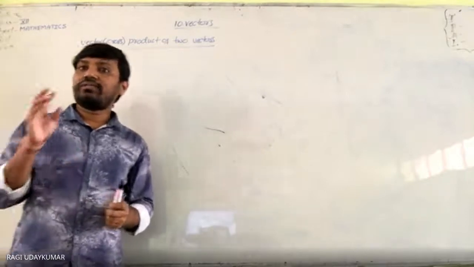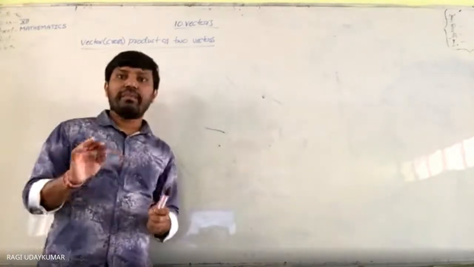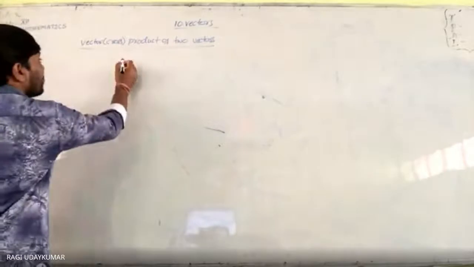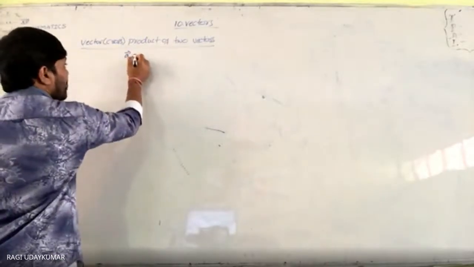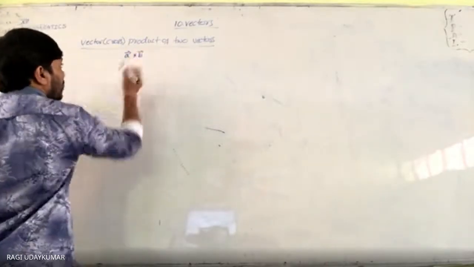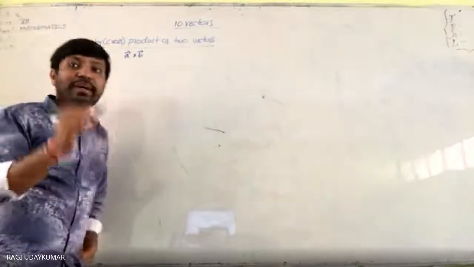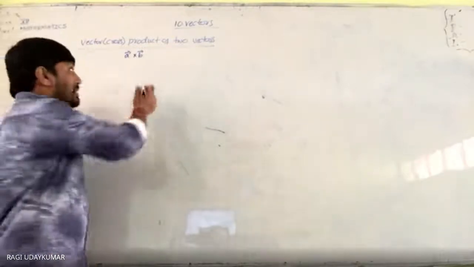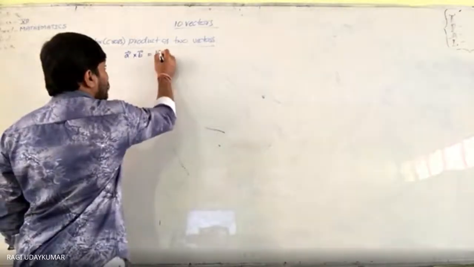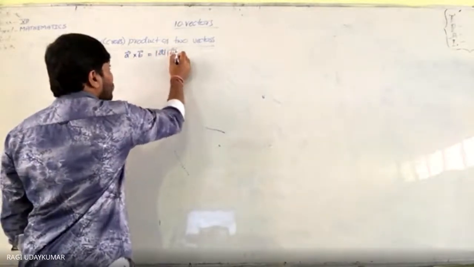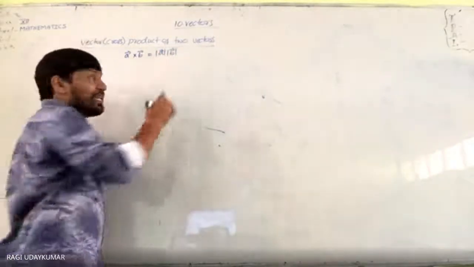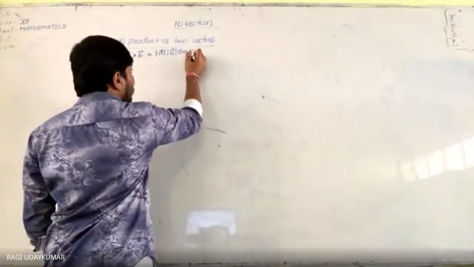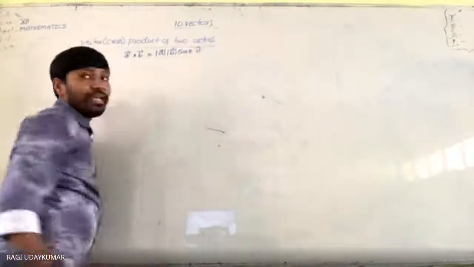So the vector product of two non-zero vectors A bar is denoted by... Suppose A bar is one vector and B bar is another vector. The cross product of these two vectors is denoted by A bar cross B bar, and it is defined as the magnitude of A bar into magnitude of B bar into sin theta into n cap.